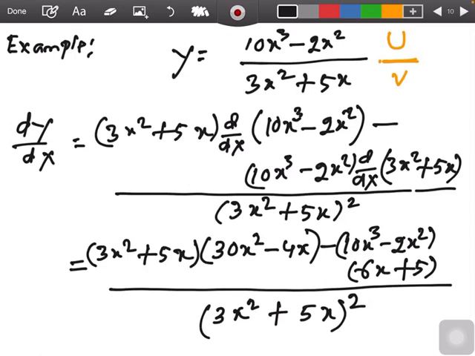So this is how you can calculate derivative by applying different rules. In the next video, we will be discussing some more rules.